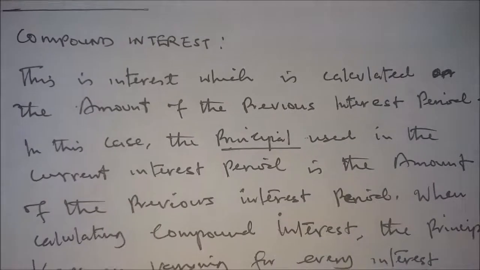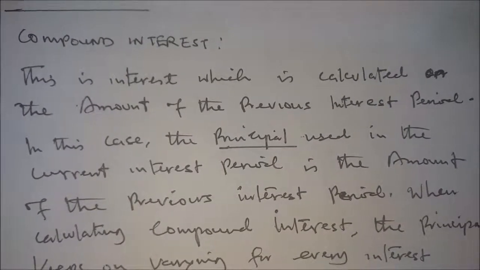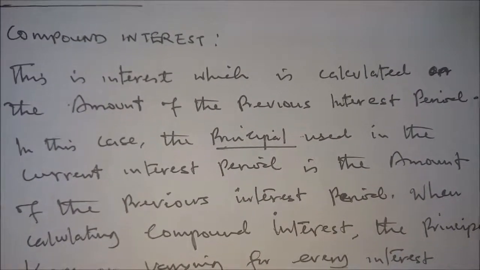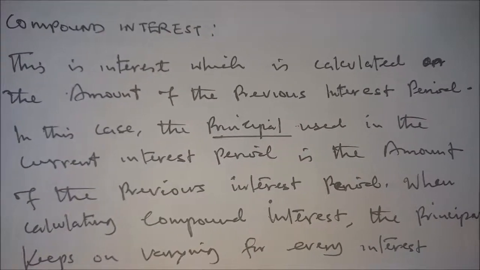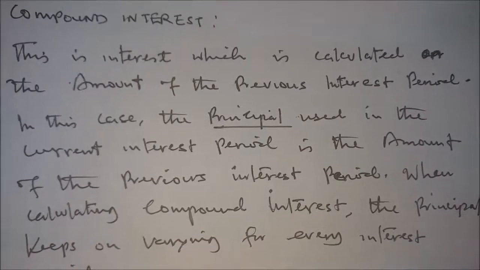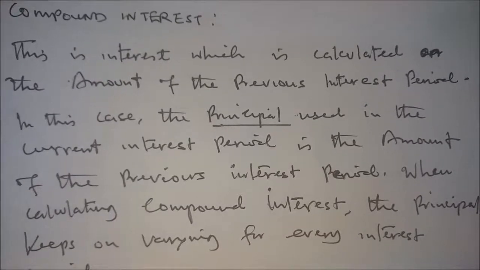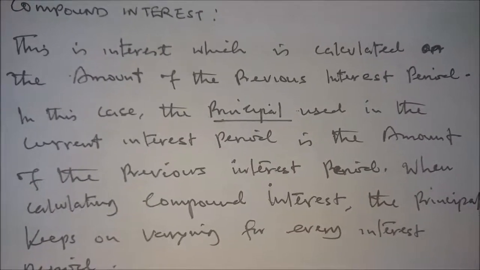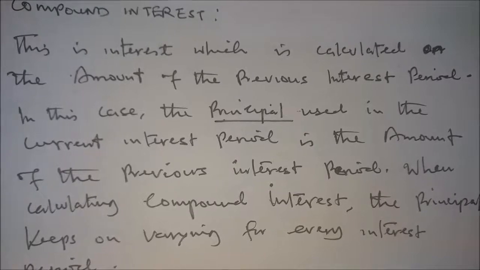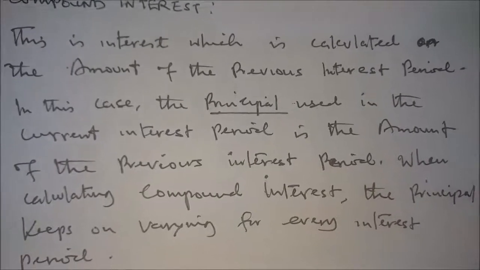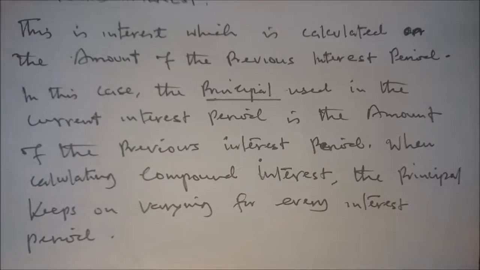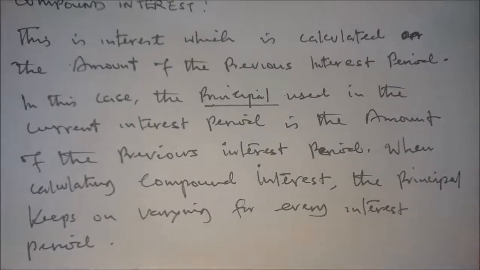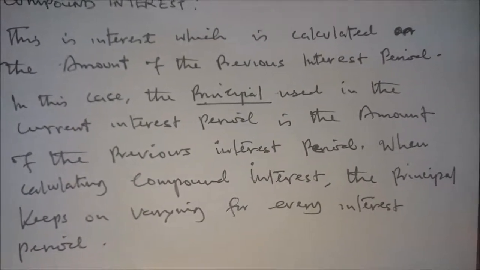Compound interest is calculated on the amount of the previous interest period. In this case, the principal used in the current interest period is the amount of the previous interest period. When calculating compound interest, the principal keeps on varying for every interest period. Let me explain this further.